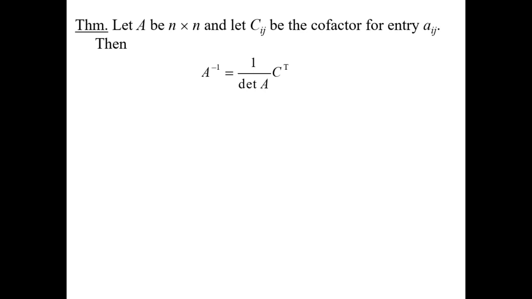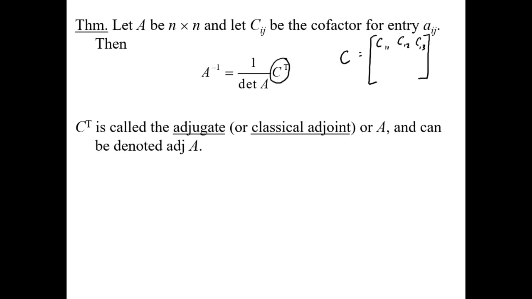C transpose is basically... matrix C is going to be the matrix where every entry is the cofactor. So C11, C12, C13, and so on. You're going to create this whole matrix of cofactors, and then this is now the transpose of that. C transpose is called the adjugate or the classical adjoint of A and can be denoted adj A.